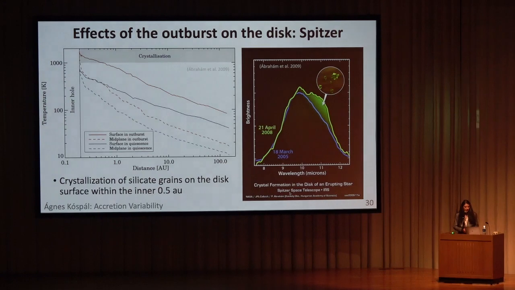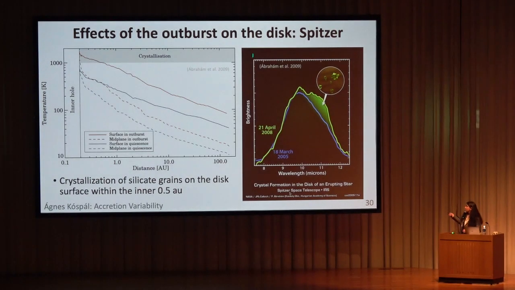The most interesting effect we saw during the 2008 outburst is the formation of crystalline silicates on the surface of EX Lupi's disk. What we found is that the temperature was high enough within the inner half AU for the formation of crystalline silicates. The originally amorphous silicate grains were turned into crystalline forsterite. And then later, these features started to be weaker, and longer wavelength forsterite features also appeared.